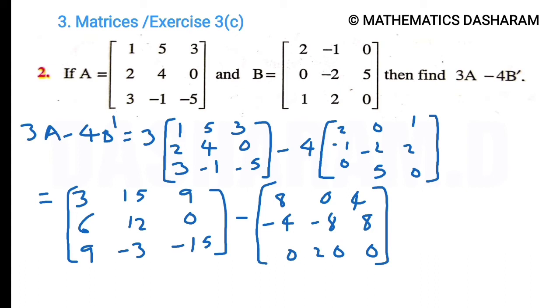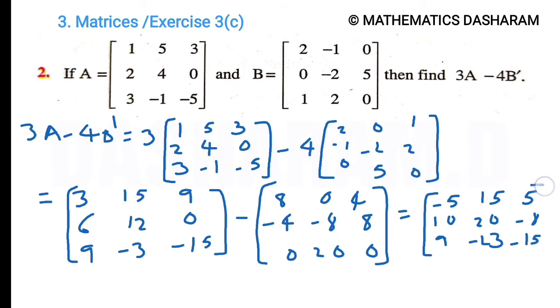So now let's do subtraction. 3 minus 8 becomes minus 5, 15 minus 0 is 15, 9 minus 4 is 5, 6 minus of minus 4 is 10, 12 minus of minus 8 is 20, 0 minus 8 is minus 8, 9 minus 0 is 9, minus 3 minus 20 is minus 23, minus 15 minus 0 is minus 15. So this is the final answer.